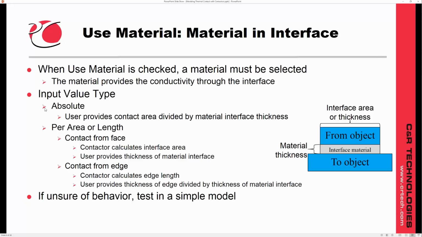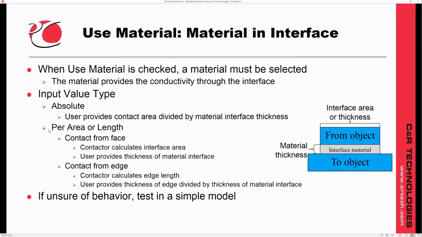Then, depending on your input value type, determines what you have to provide. If you choose absolute, then you must provide the contact area divided by the material thickness. If you think about this, the conduction through this is conductivity times cross-sectional area divided by distance through the material. So KA over L, K comes from the material, and then you provide the A over L for that.